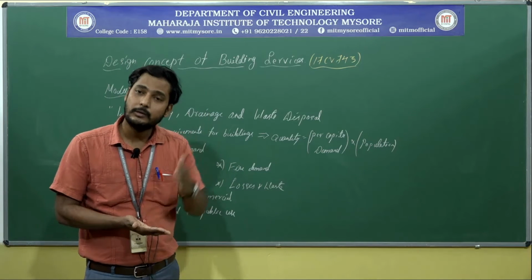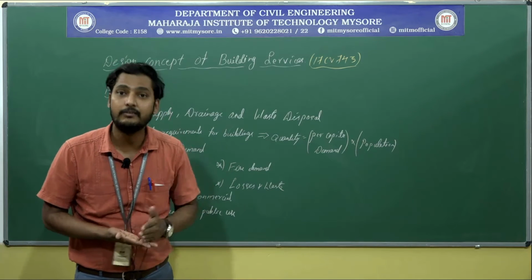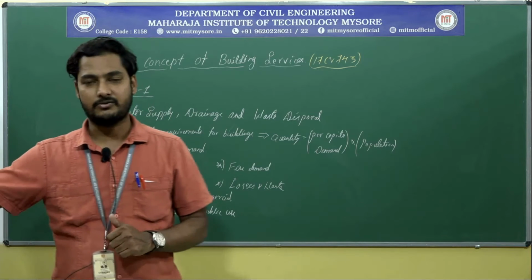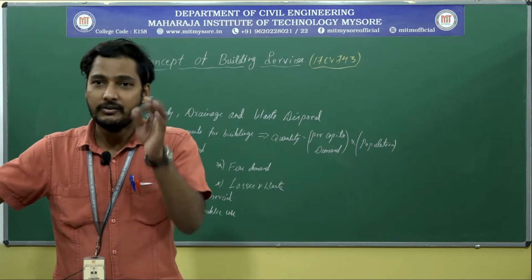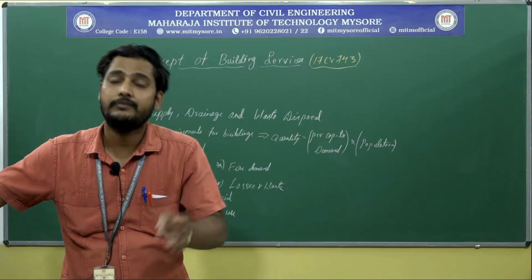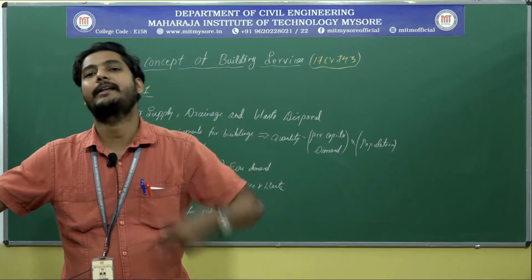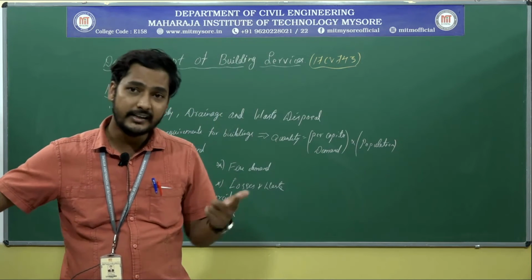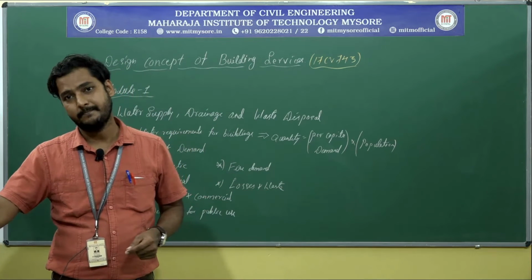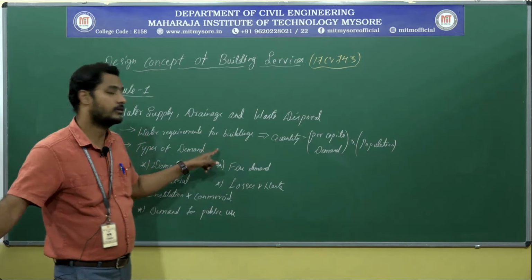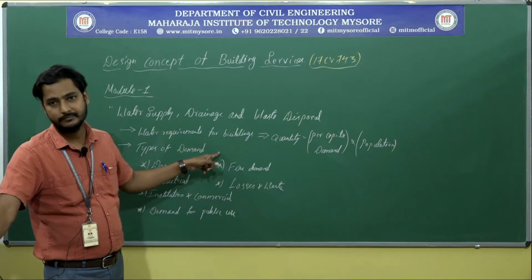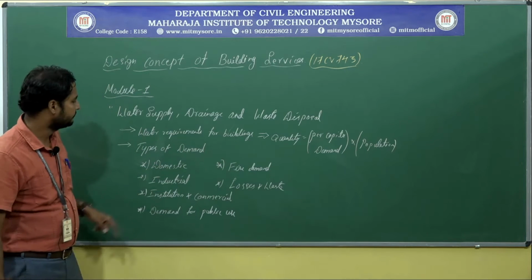There are suitable methods or techniques to calculate population forecasting. According to that, we need to calculate the water requirement for future decades: 10 years, 20 years, 30 years. What should be the water requirement for the next 30 years? On those principles, we construct the overhead water tank. That is for domestic purpose.